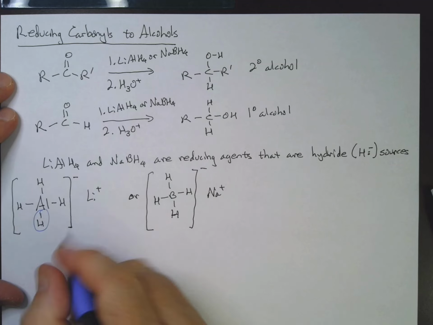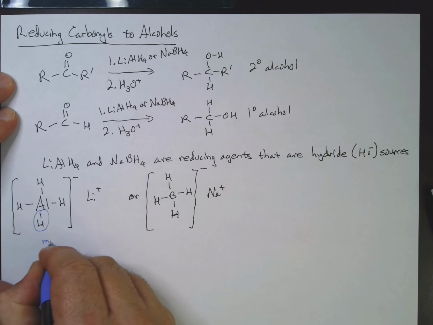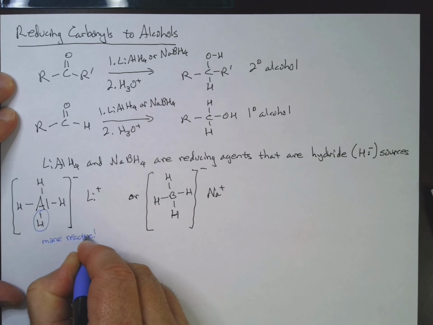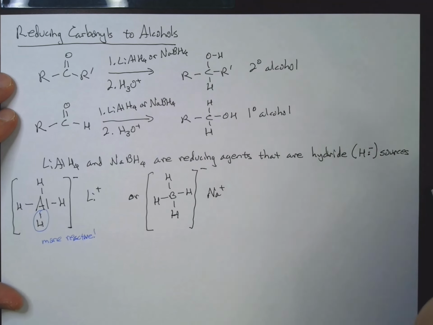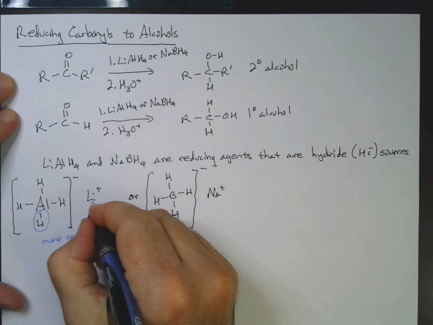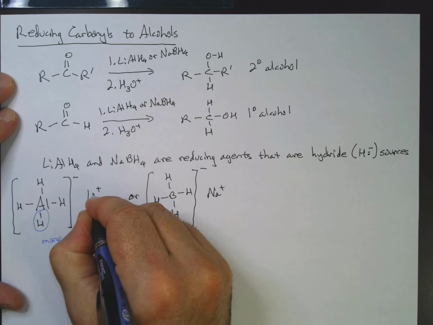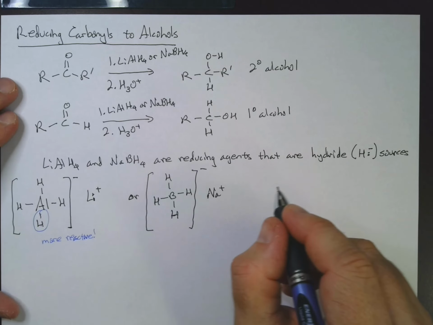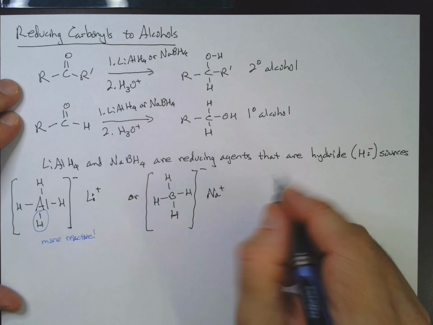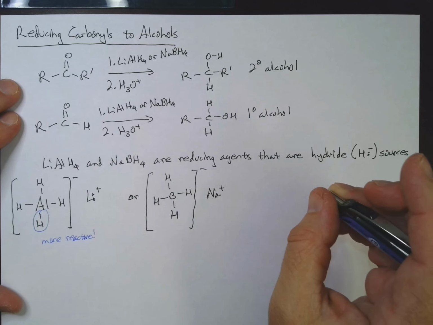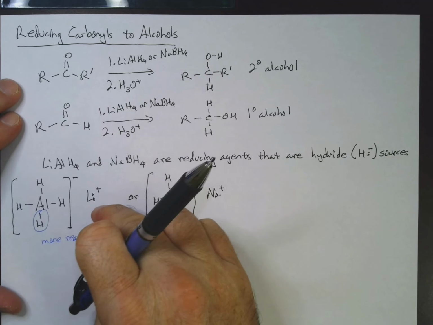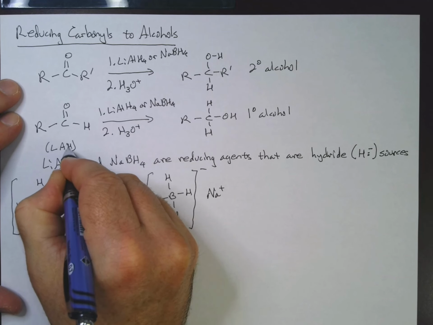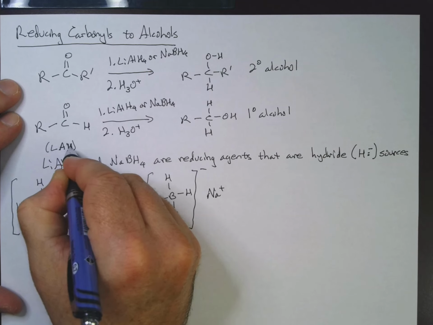Now, one thing to note is that LiAlH4 is more reactive. We use NaBH4 in 12B, and it's pretty innocuous stuff, all things considered. Lithium aluminum hydride you definitely want to use in the hood. It's kept very dry. It tends to react violently with water. We also refer to LiAlH4 as LAH, so you may see that as an abbreviation.